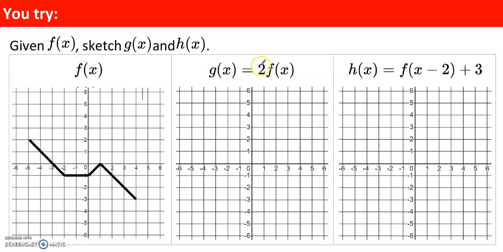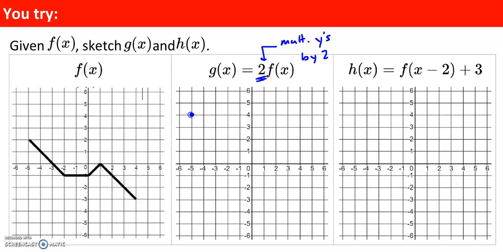If I want to find the graph of 2 times f of x, noticing that that 2 is happening to the function itself, that will simply multiply all the y's by 2. It's going to stretch the graph out so that it's twice as long. Each point should be twice as far away from the x-axis as before. So the point at the very left end point of f of x at -5, 2, if I multiply the y-coordinate by 2, should now be at -5, 4.